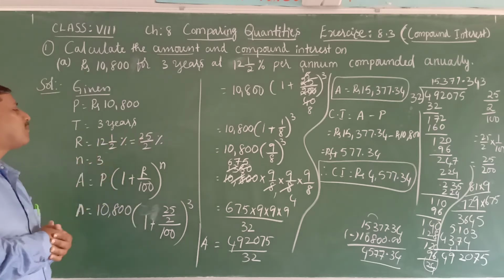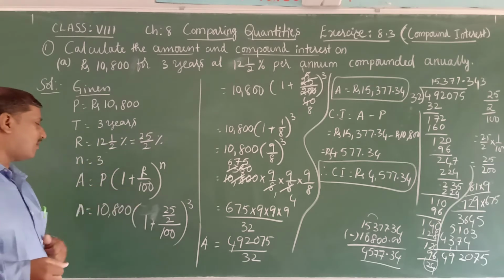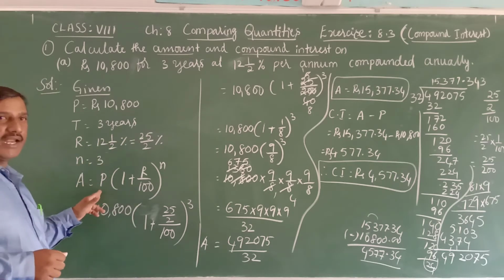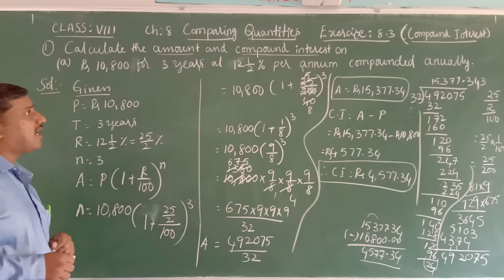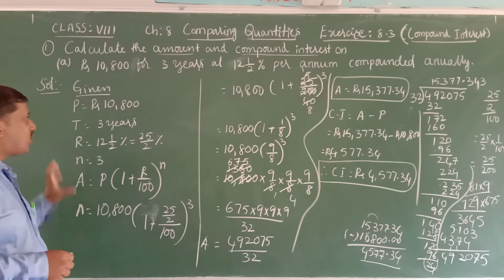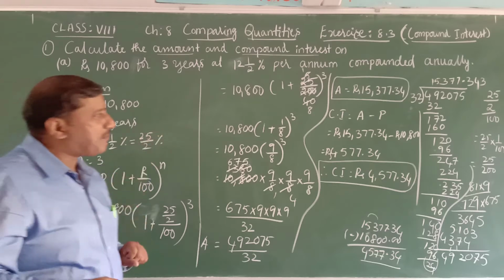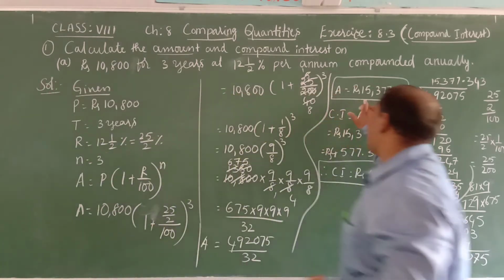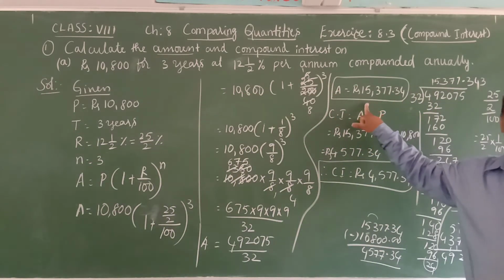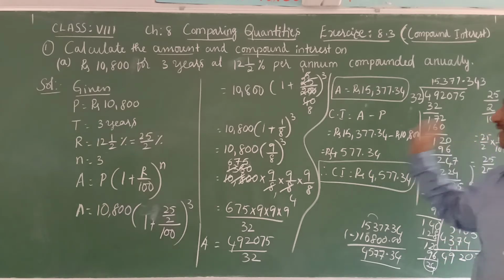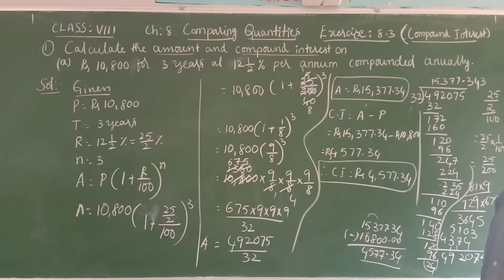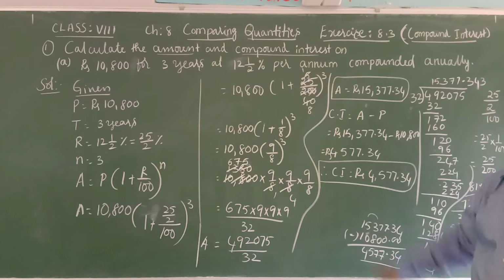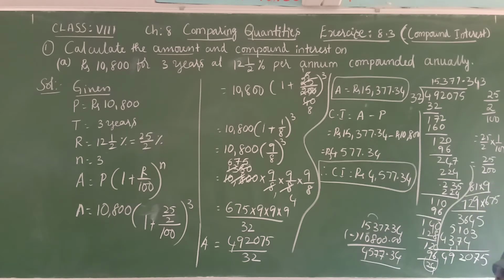Convert this into an improper fraction. Substitute in the formula, that is A is equal to P into 1 plus R by 100 whole to the power of n. Substitute the given values and simplify properly. You will get the amount you will get after 3 years. Then by subtracting the principal amount 10,800 from the amount you will get the compound interest. Like this we will calculate the compound interest. Is it clear, children? Have you understood this?